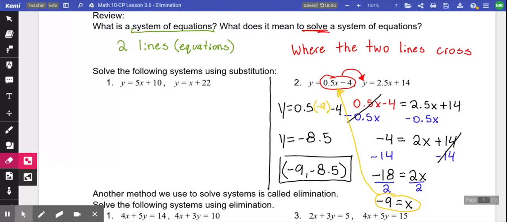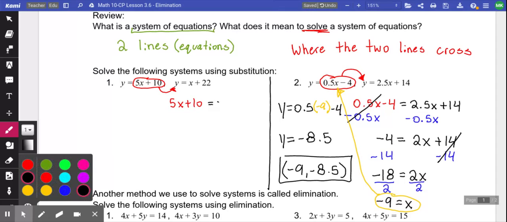For us, on this question, I'm going to choose to take this 5x plus 10, and I'm going to substitute it in for that y value. Either way, you should have an equation where one side says 5x plus 10 and the other side says x plus 22. You might be on opposite sides, and that's okay. But everybody should have had this on one side, this on another side when you were done.